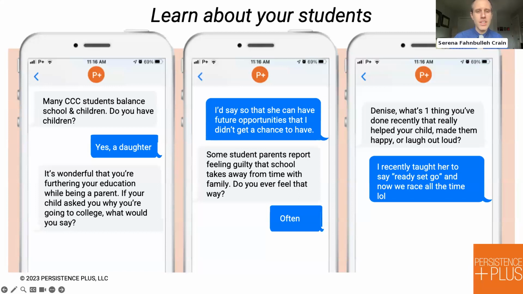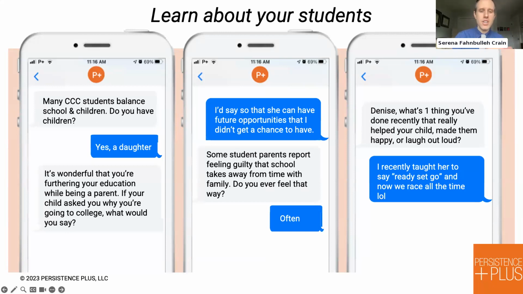So that's very cool. And often the student parents aren't advertising that they're parents on campus. So they can be this mystery population that have unique needs and unique motives, but we don't know who they are. So this is an example. We ask people on our platform, do you have children? And here's someone who said, yes, I have a daughter. And we can follow up with them to talk about that, because we know that for student parents, supporting their children and being a role model is so important to them. So this person talked about getting their daughter future opportunities that she didn't have a chance to have.